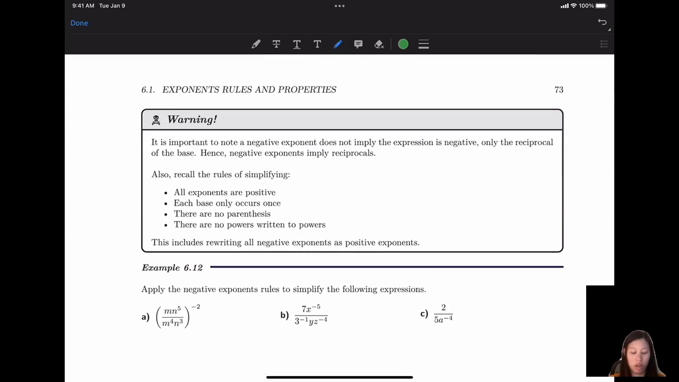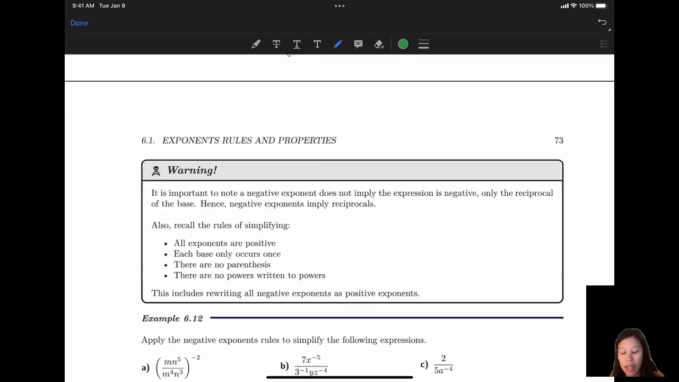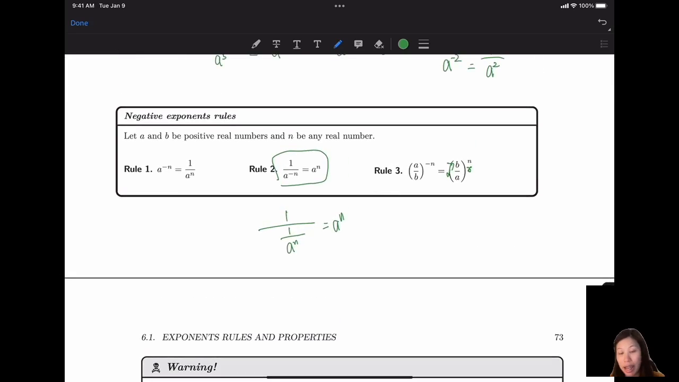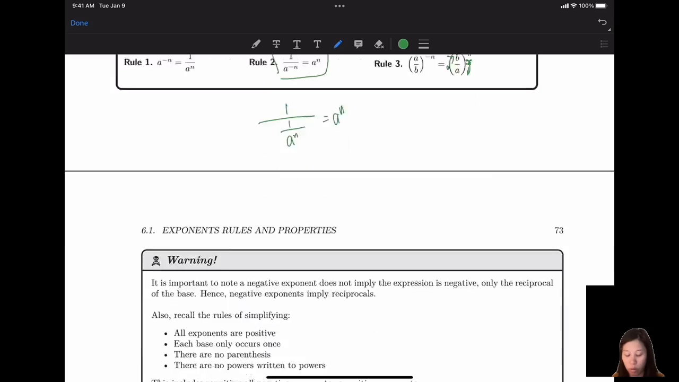Okay, so here are the warnings. It is important to note a negative exponent does not imply the expression is negative, only the reciprocal of the base. Like I say here, it doesn't mean a and b are negative numbers, it only means they are reciprocals.